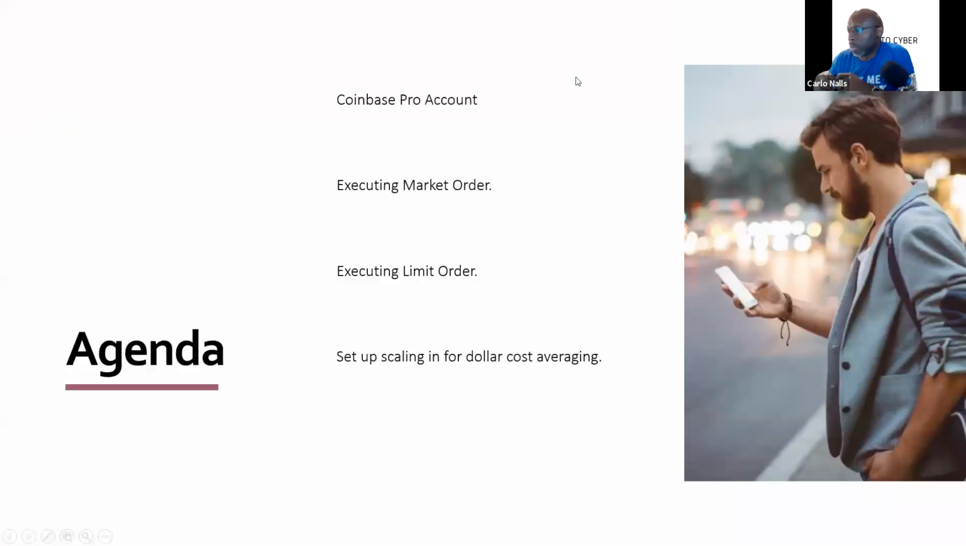Now, the agenda would be, we want to go over Coinbase Pro accounts and Coinbase really, and executing a market order, executing a limit order, and set up scaling in for dollar cost averaging. Hopefully by the time this is over, all of these things make a lot of sense to us.